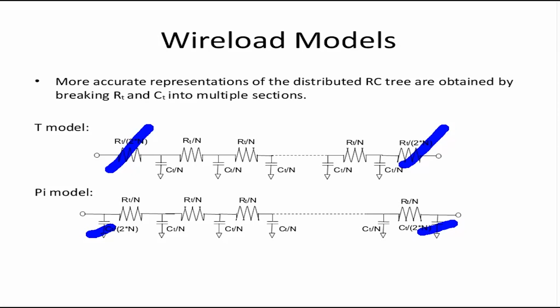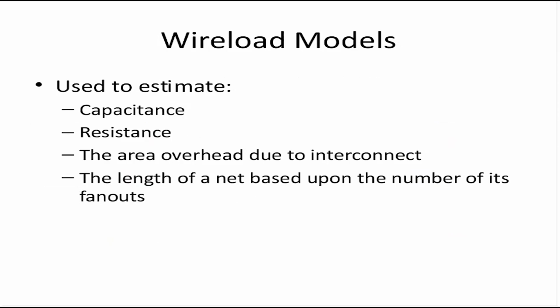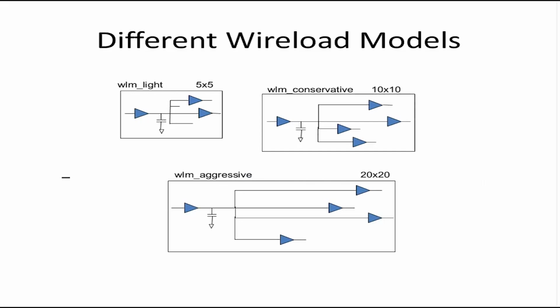Now let's see. In case of pre-layout STA, when the parasitic information is not there, we use something called wire load models, which are used to estimate cap, R, the area overhead, and the length of the net based on the number of its fan out. Let's take one example. We've already seen that there are different wire load models in the standard cell library. For example, here there are three models given: light, conservative, and aggressive. It also tells us for what area it is suitable, and so on.